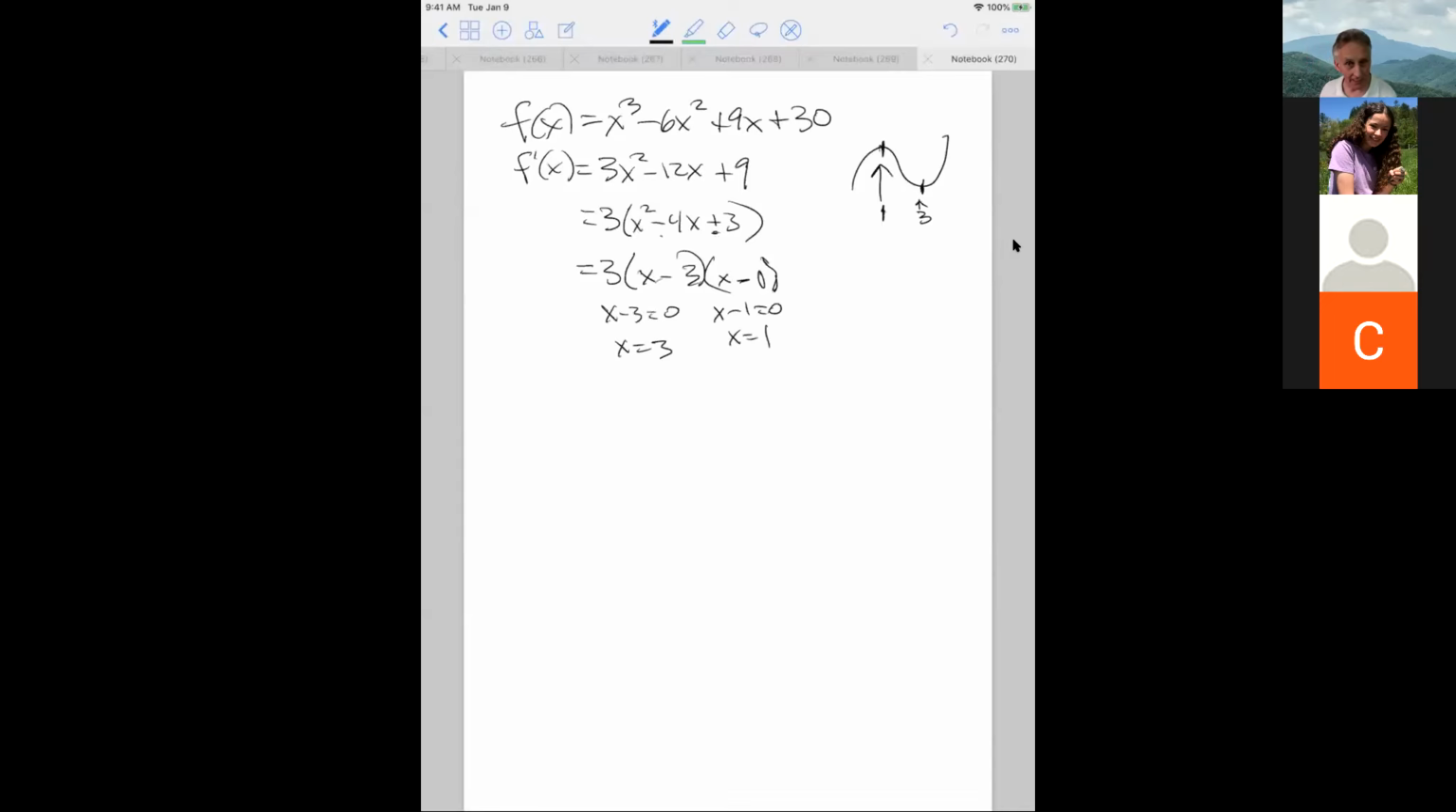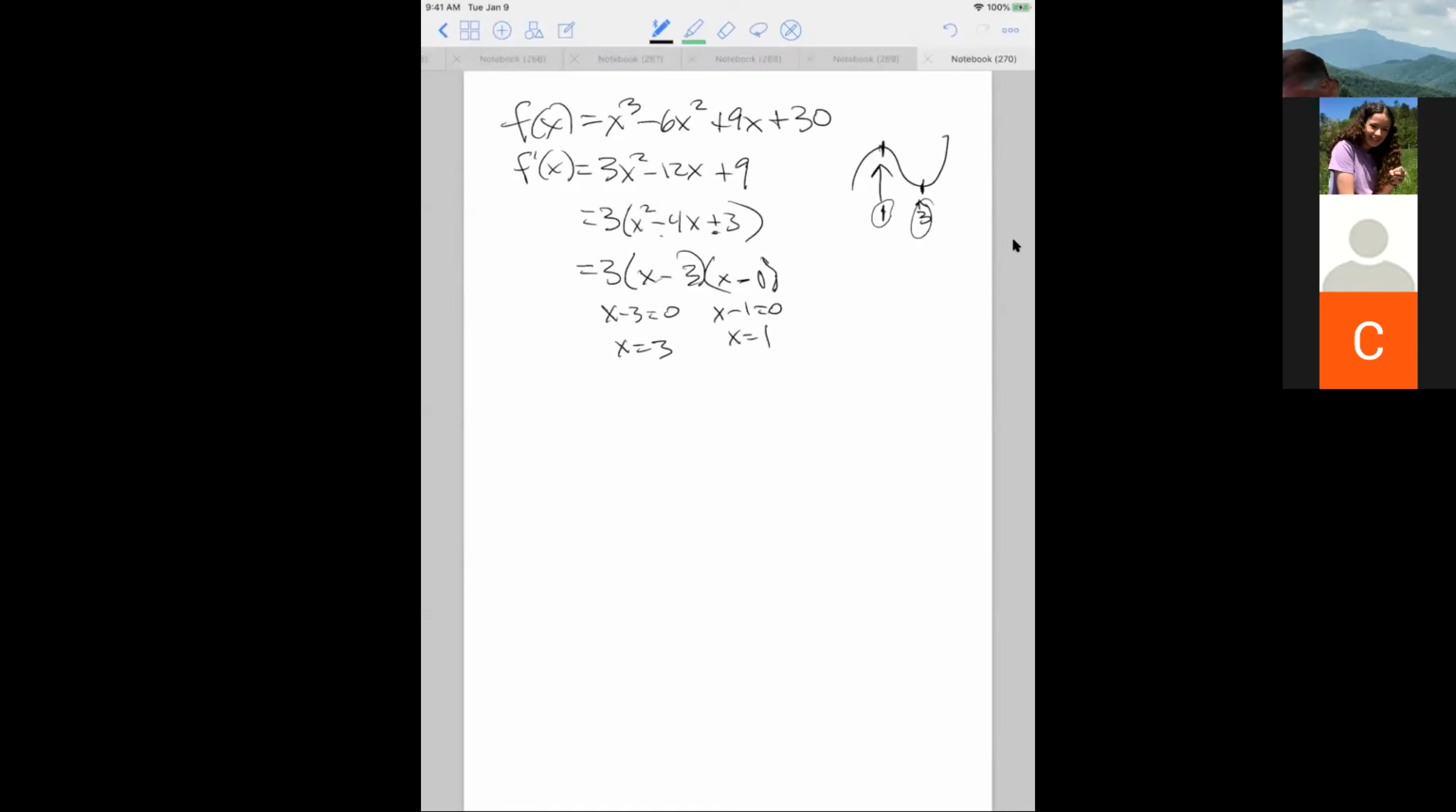If you're asked where it is increasing and decreasing, you've got your endpoints here, and you can see what those values will be, okay? If it's increasing or decreasing. But right now, let's do the first derivative test. And that means I need to check something to the left, in the middle, and to the right.